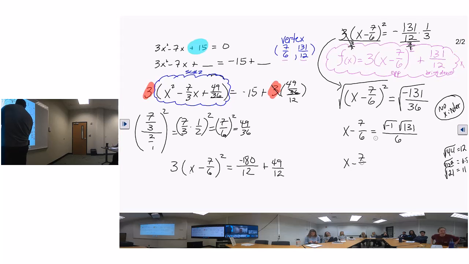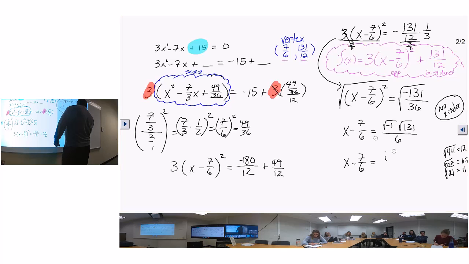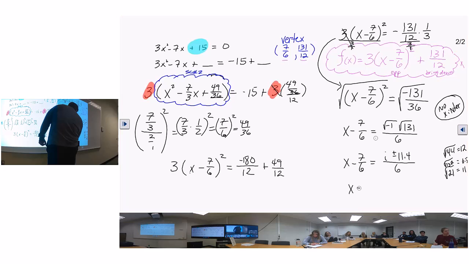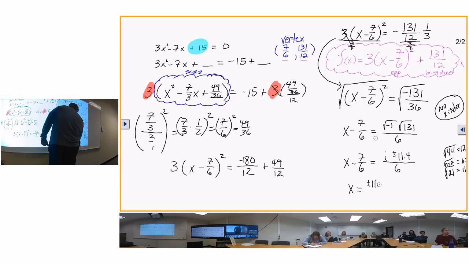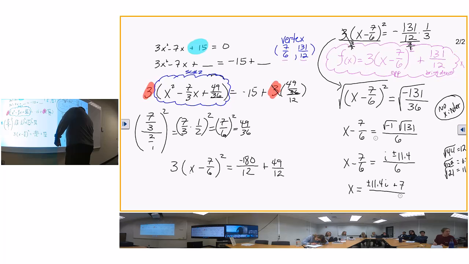7/6 is equal to, I'm going to go ahead and add the i, and I'm going to put 11, positive or negative, 11.4 over 6. And then I'm going to bring this over, and x is equal to positive or negative 11.4i plus 7 over 6.